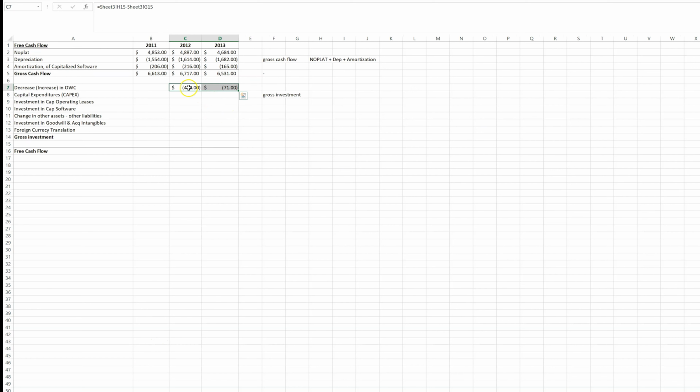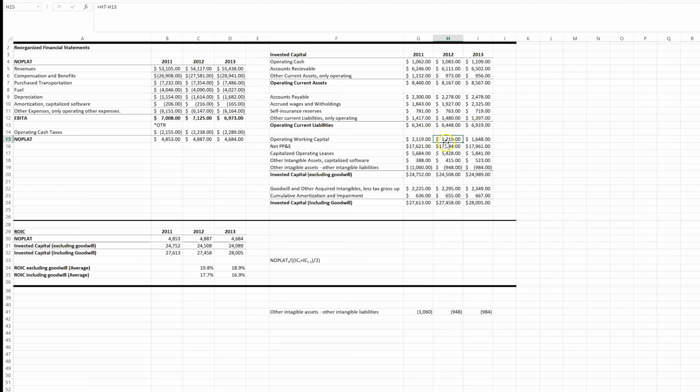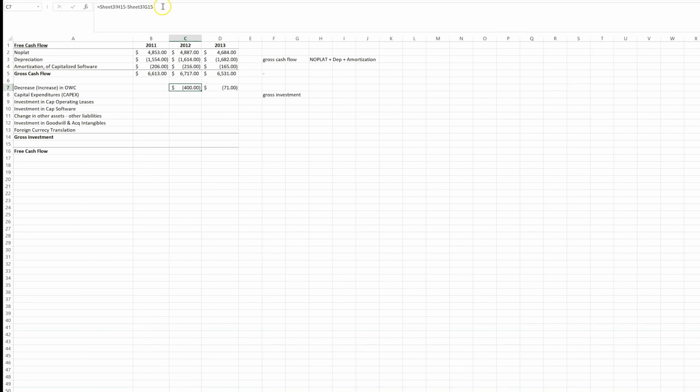Now, there's something important here that I forgot, which is that what we're asking for is an investment. So this is a negative change, right? We can see that our operating working capital asset decreased from 2011 to 2012. Okay, so our asset decreased, which means that we made a negative investment. There we go. I multiplied those both by -1 because there is a decrease.